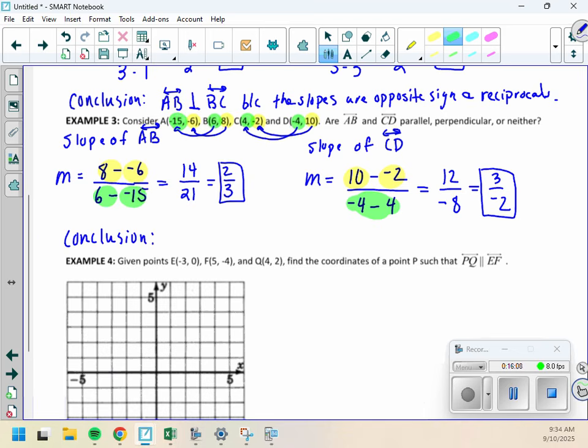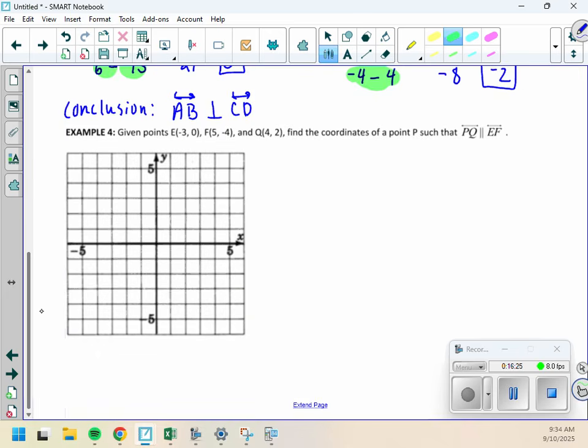Finally, I have one last example, example 4. Given points E, F, and Q, find the coordinates of P such that PQ is parallel to EF. So let me plot these points first. Point E is at -3, 0. This is point E. Plot that point for me first.